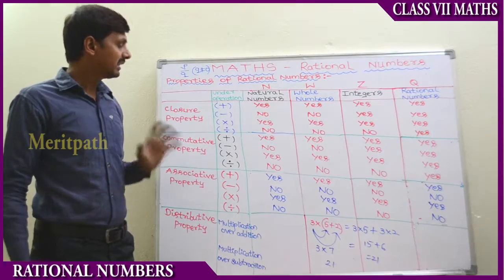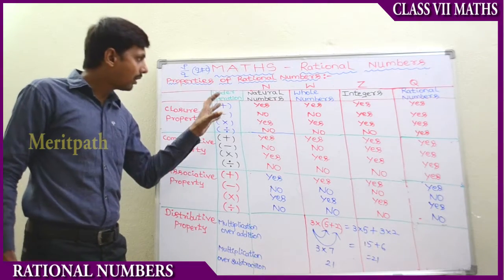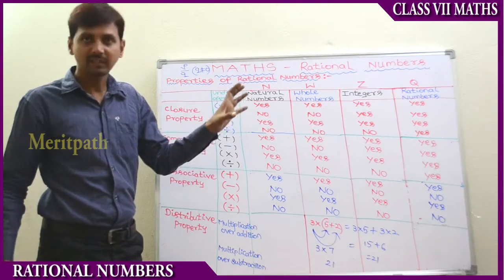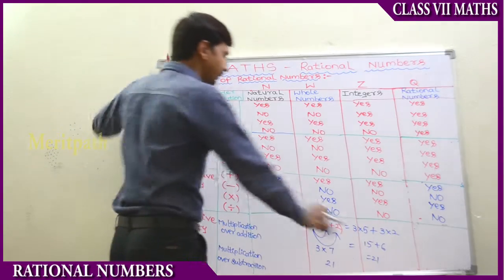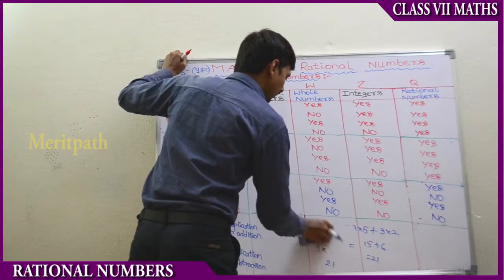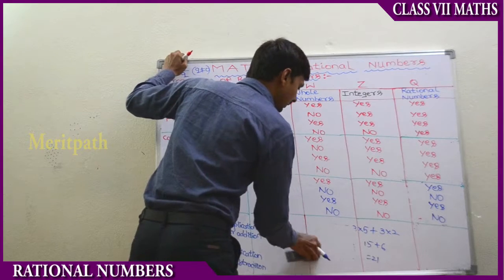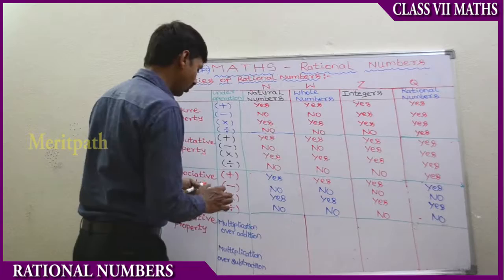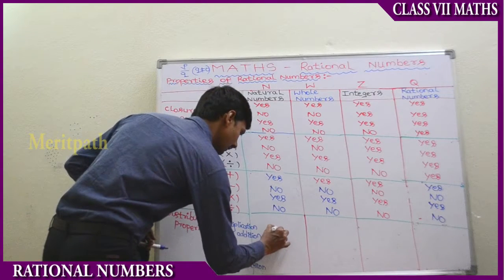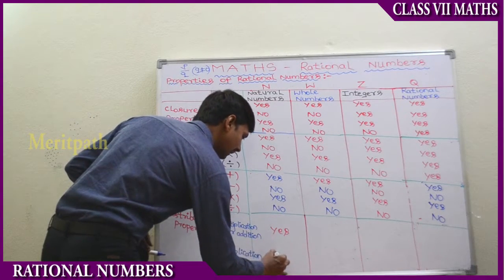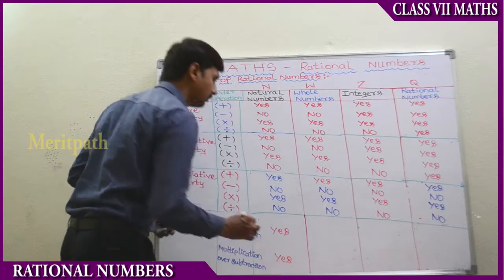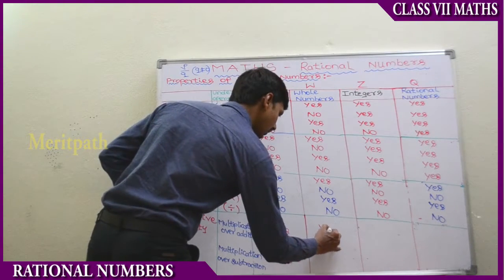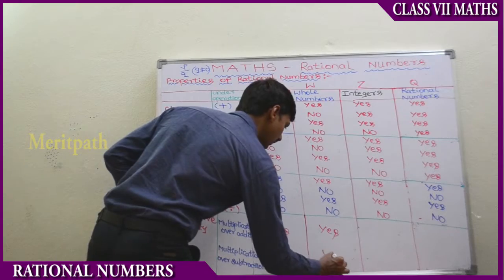So we take this over natural numbers, whole numbers, integers, and rational numbers. We have done this for natural numbers, and it's possible. For subtraction, it's also possible. Yes, for whole numbers it's possible, and subtraction is also possible.